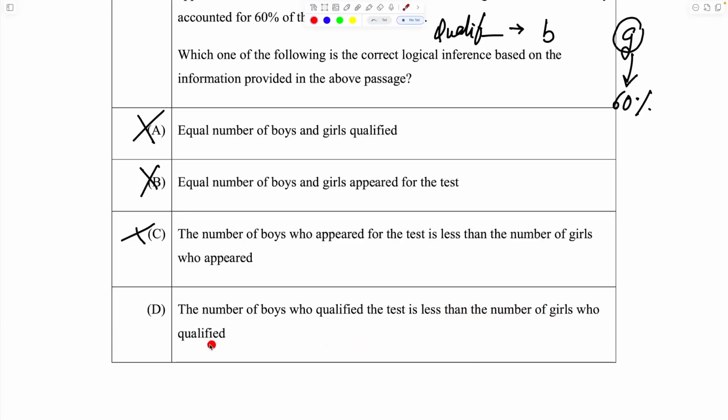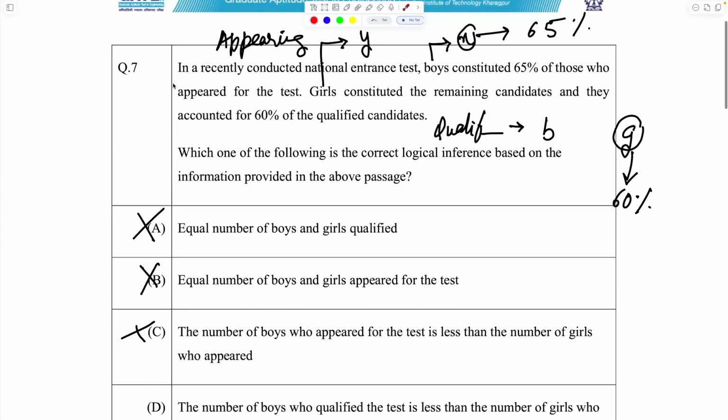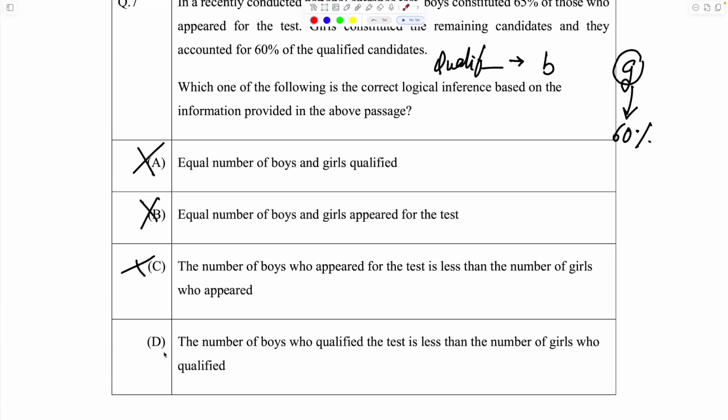And the last statement says that the number of boys who qualified the test is less than the number of girls who qualified the test. So here is the information that for the qualifying candidates in this hypothetical examination, the girls who qualified are 60%, while the boys who qualified are fewer. And that is in accordance with what this fourth statement is claiming. Among the qualified candidates they are considering, the boys are fewer, because if 60% of the qualified candidates are girls, then 40% must be boys. So this fourth statement is true, and that is the answer.